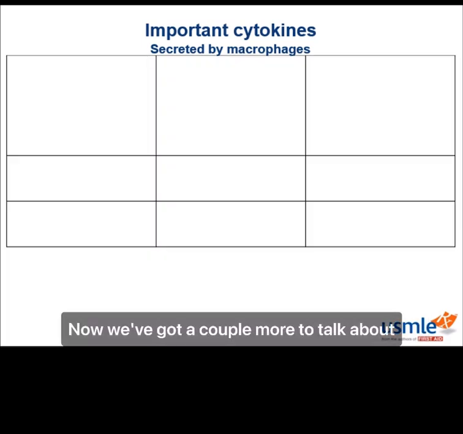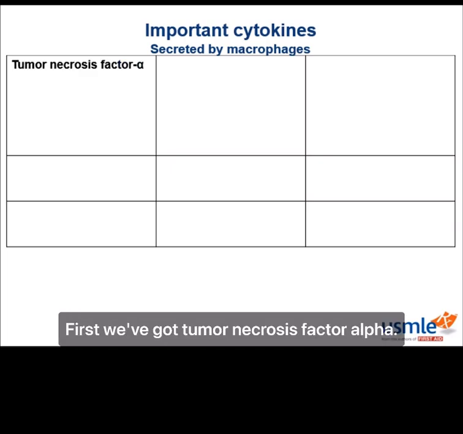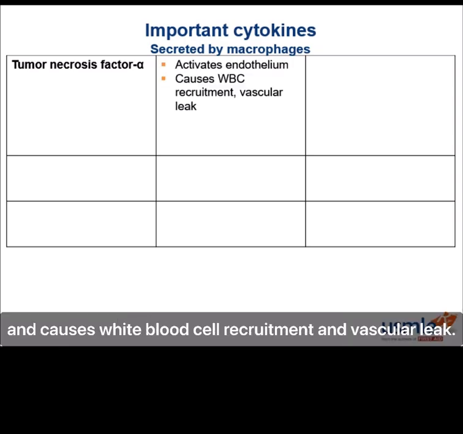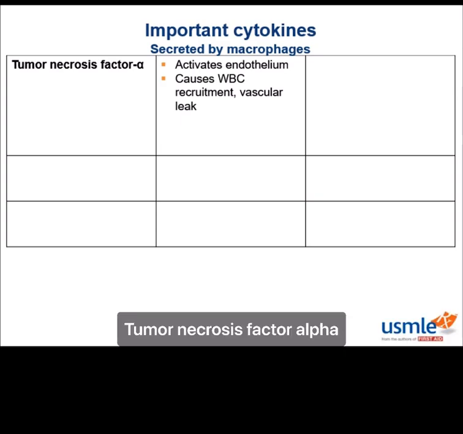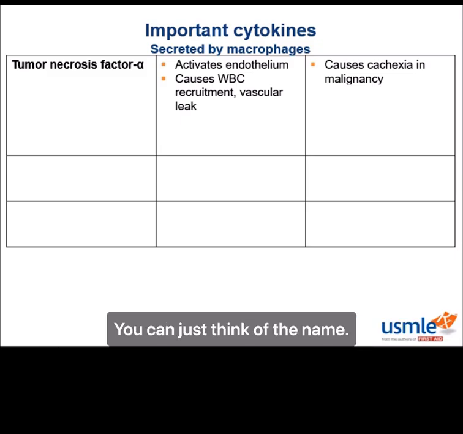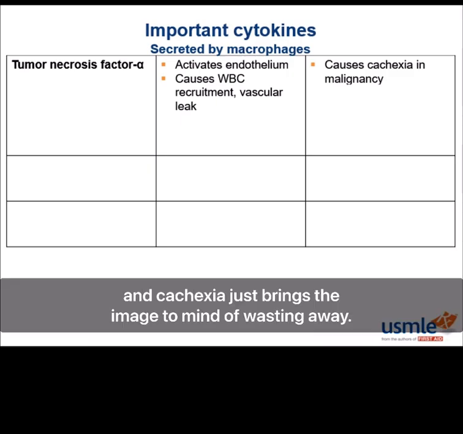Now, we've got a couple more to talk about that are secreted by macrophages. First, we've got tumor necrosis factor alpha. It activates the endothelium and causes white blood cell recruitment and vascular leak. Tumor necrosis factor alpha is what actually causes cachexia in malignancy. You can just think of the name. Tumor should remind you of cancer, and necrosis is a type of cell death. And cachexia just brings the image to mind of wasting away.